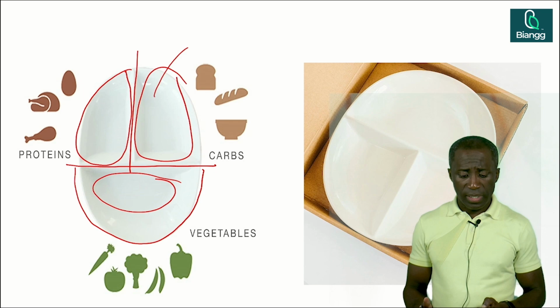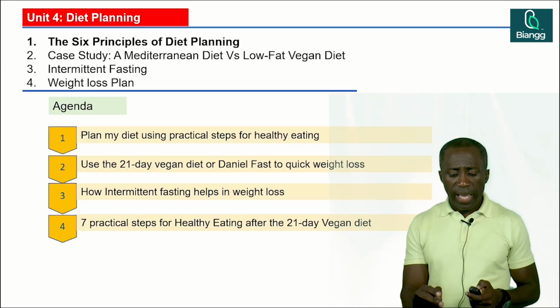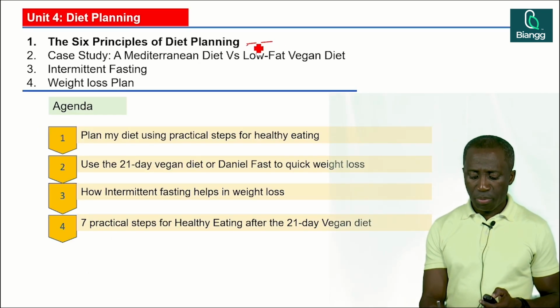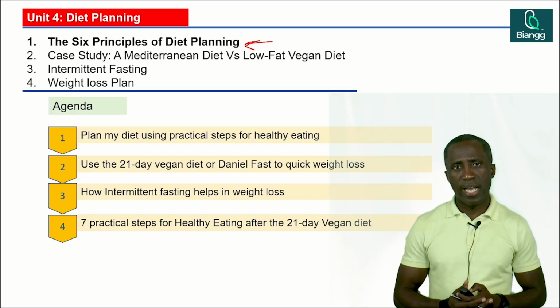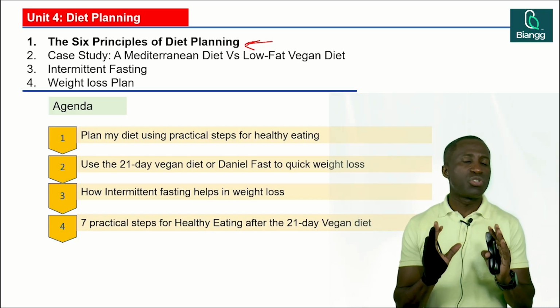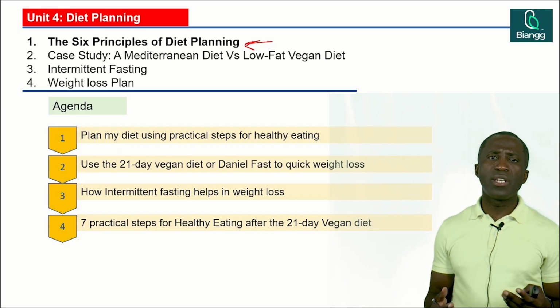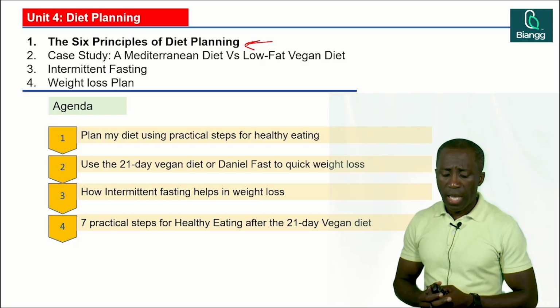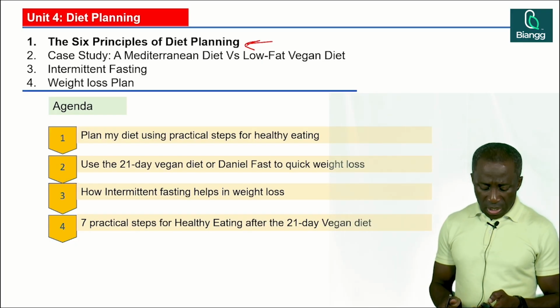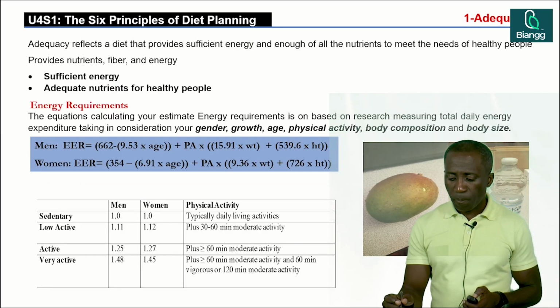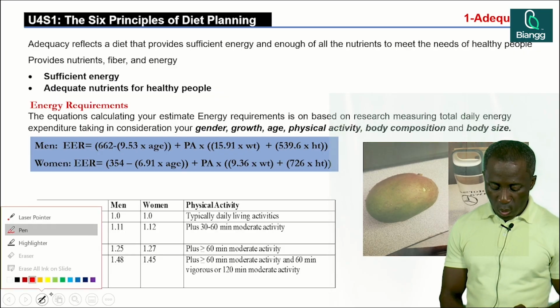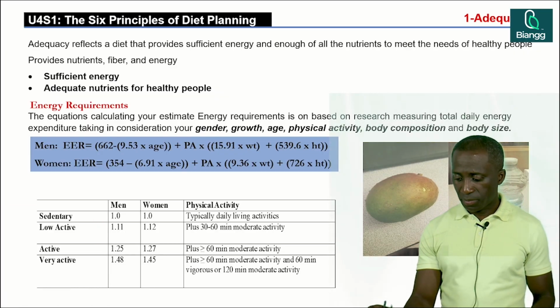But how do we do it? Let's just jump into it and focus on the 6 principles of diet planning. These principles are actually very important. And every time you eat, you have to think about these principles here. So let's look at them. The first one is what we call adequacy.